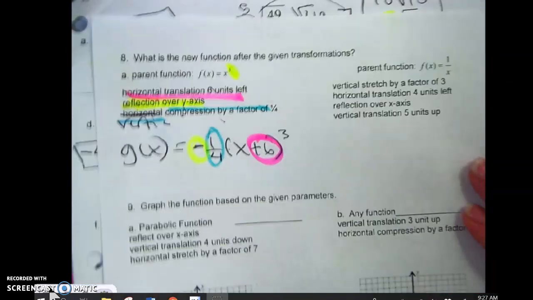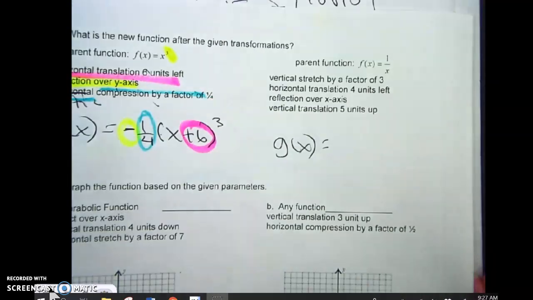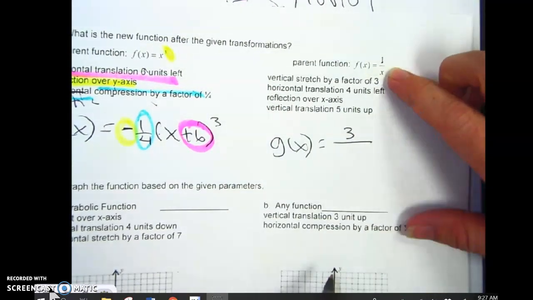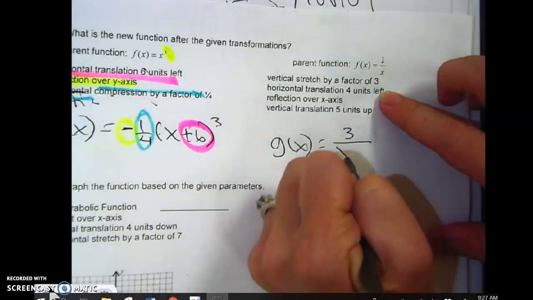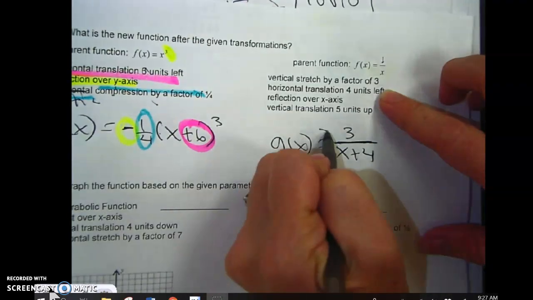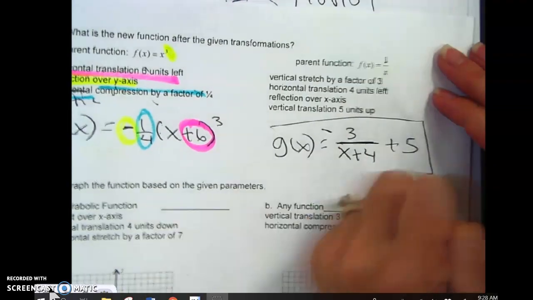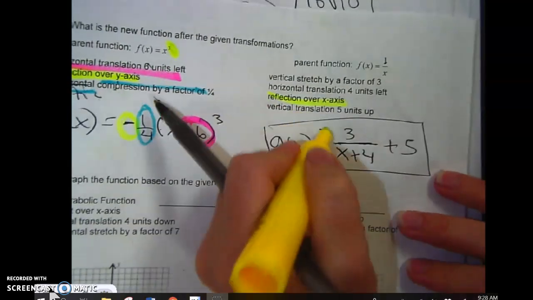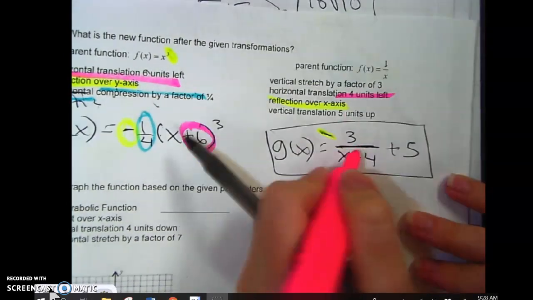All right, let's see. So this is the parent. So g of x equals vertical stretch by a factor of 3. I have to put the 3 on top instead of the 1. Horizontal translation 4 units left. Left, the opposite is right. Keep it under the line. Reflection over the x really means it's with the y. And vertical translation 5 units. Okay? So let's see, reflection over the x. 4 units left really means right.